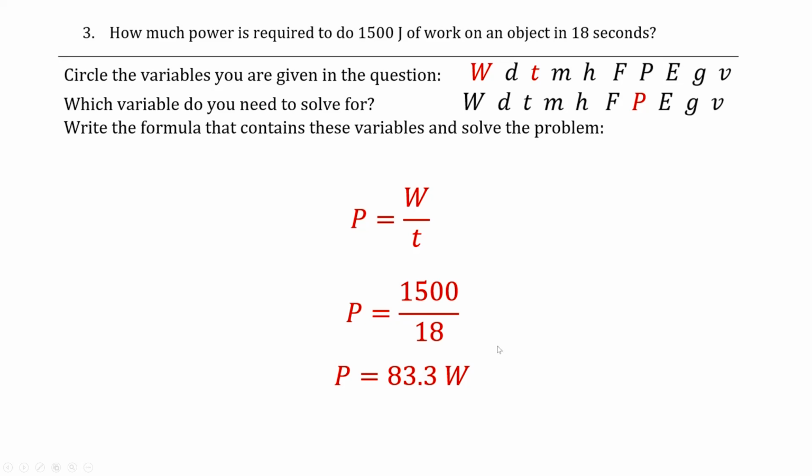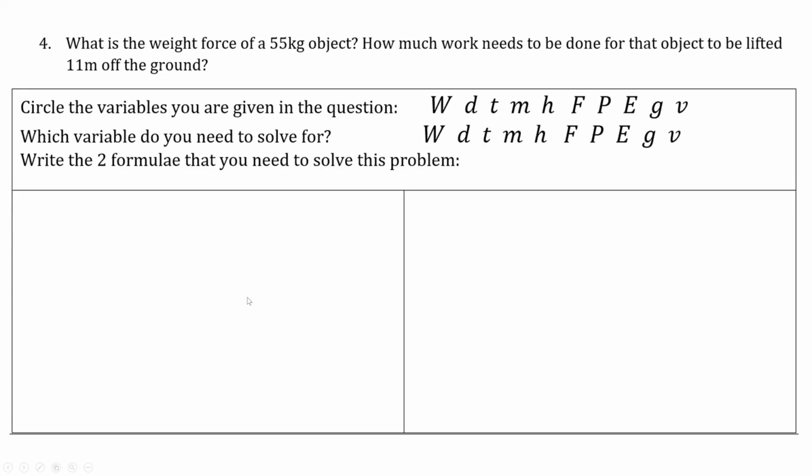Now you have to have units for every single answer that you do. You're going to lose marks if you don't put units there. Again, because 83.3 is just a number. Could be anything. Could be kilograms, meters, kilometers, miles, degrees. You need to have units there, otherwise it has no meaning whatsoever.